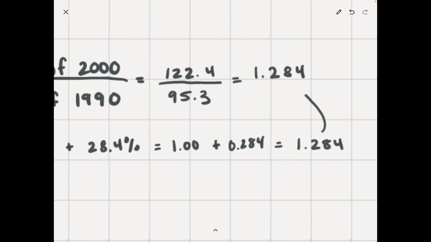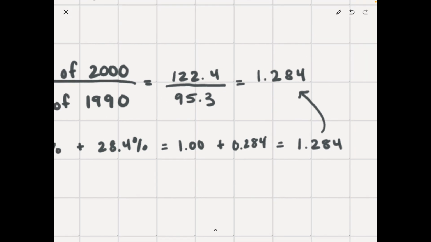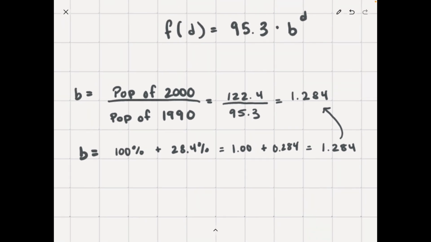If I add those two together, notice I get the exact same thing, 1.284. That's what I got earlier, right? This was the same growth factor that I got earlier, and so I found it two different ways. The first way I found it was by dividing the population at the end of the decade by the population at the beginning of the decade. The other way I found it is by taking what percent of the population was represented in 1990, that was 100%, plus an increase of 28.4%. If I add those two decimals together, I get the exact same growth factor, okay?